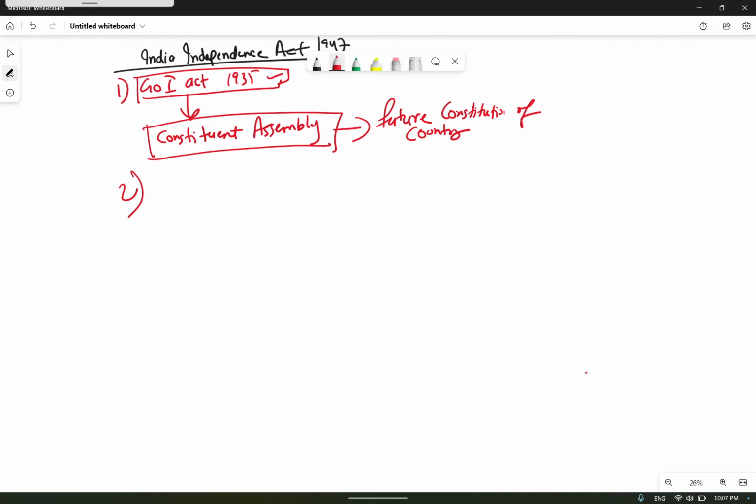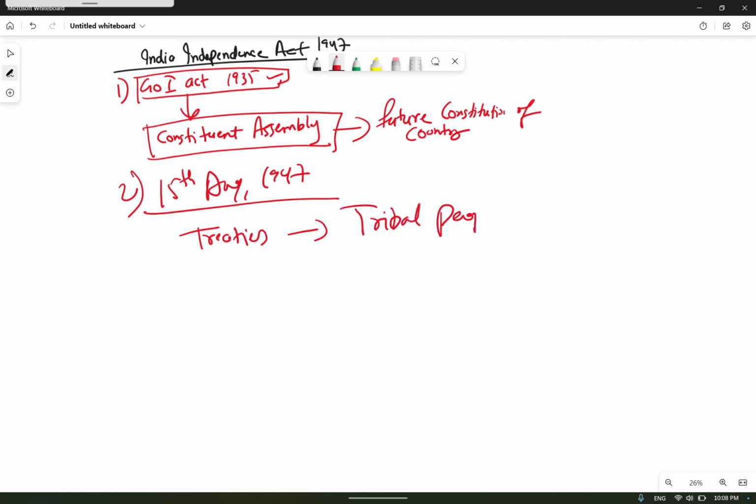Now, the second important point: from 15th August 1947, India ceased to be a dependency, and the suzerainty of the British Crown over the Indian states, and treaty relations with the tribal areas, lapsed. Whatever treaties were formed by the British for the tribal people also ceased to exist from this day, 15th August 1947.